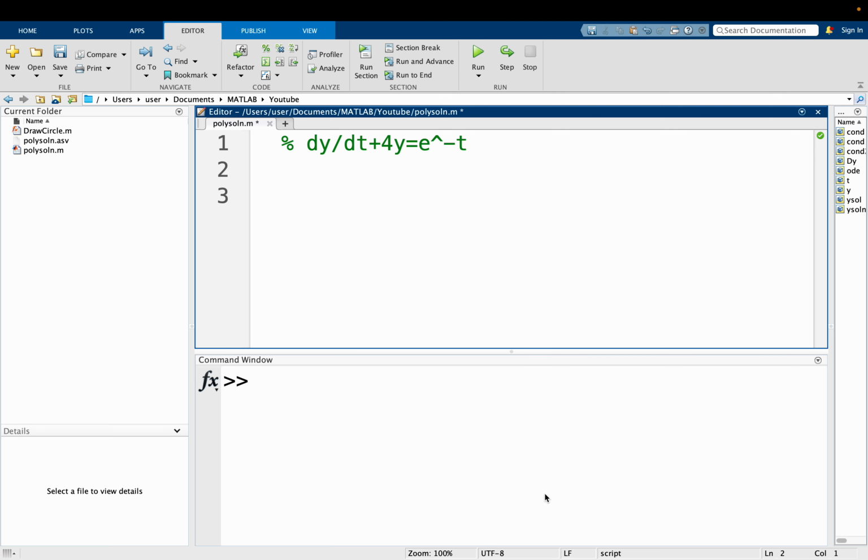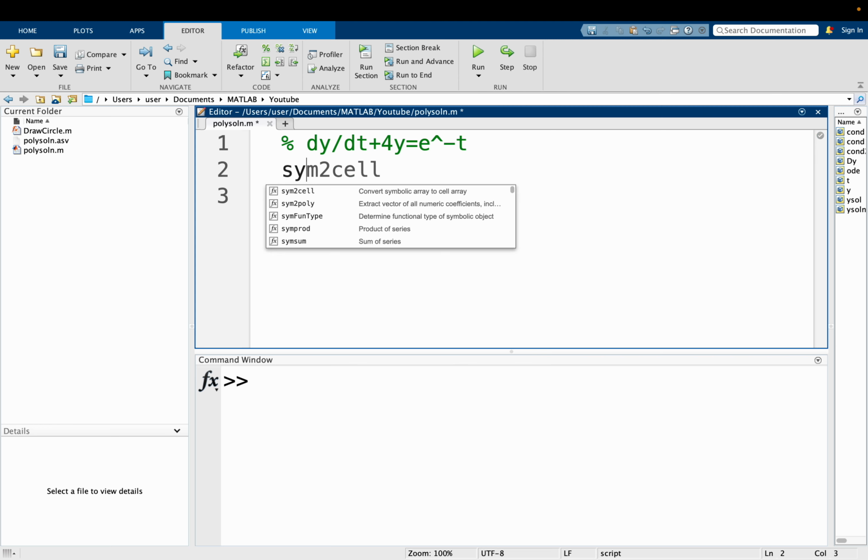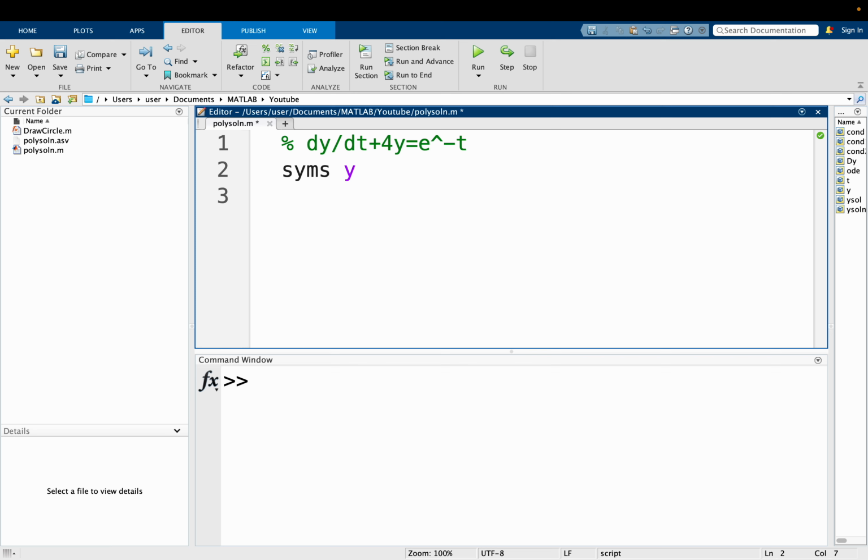First example we are going to look at is dy/dt + 4y = exp(-t), where y is the dependent variable and t is the single independent variable. So we have to define our variables as symbolic variables using syms. So syms, so I have y and it depends on t.